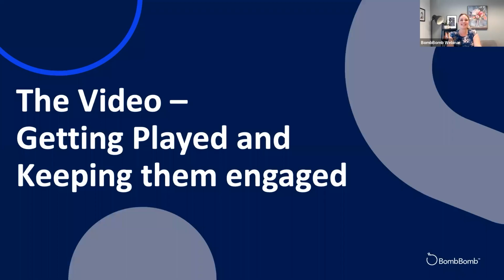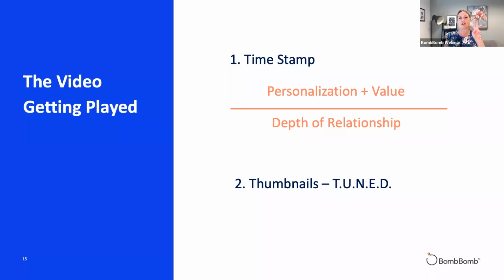Okay. So now let's get into the video, getting it played with that thumbnail as well as keeping them engaged. Okay. So you have two things going for you on the video that will help people play the video. The very first thing is that timestamp. Right? We put a timestamp on the bottom of the video that lets you know how long the video is. Okay. So there's a general kind of formula for how long your video could be, because people always want to know how long should my videos be. How long do my videos need to be, Alicia? And it depends. So the formula is like the personalization, right? Plus value divided by the depth of the relationship.